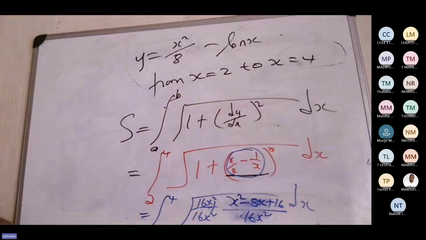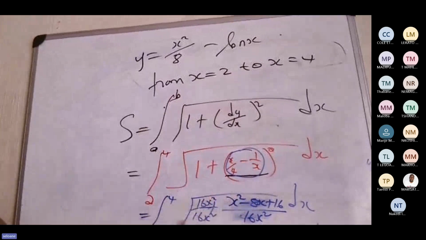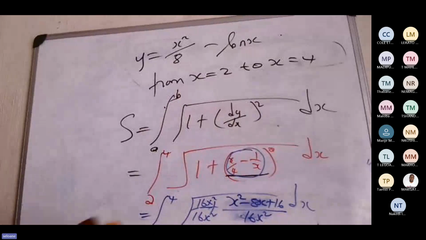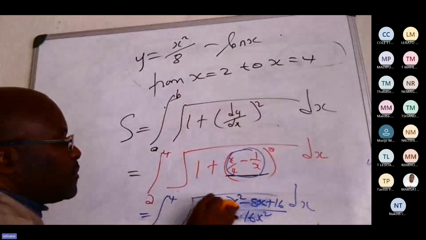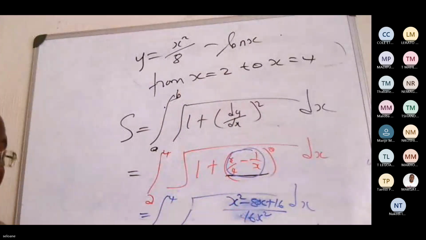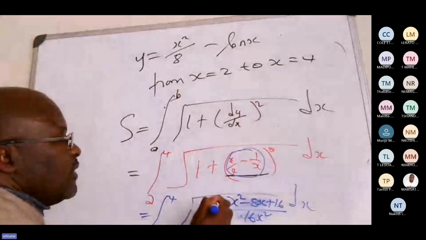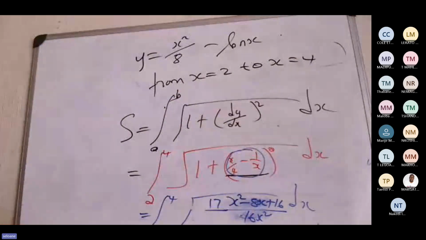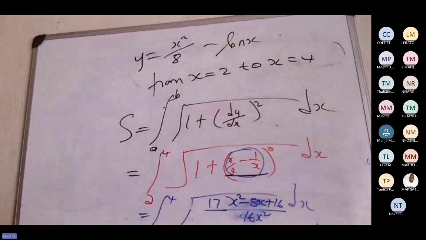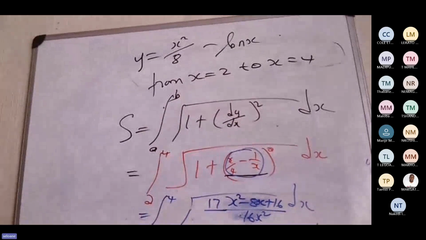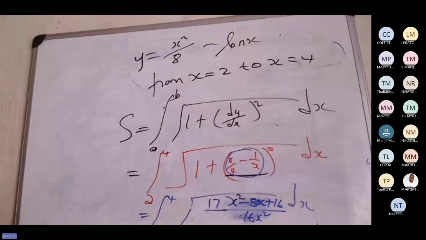17x squared. If you combine these two, 16x squared over 16x squared plus this 16x squared, and this is 17x squared. Therefore, this becomes what? It becomes 17x squared, the square root of this. Hopefully this makes sense. And then if you stop here, will you be able to integrate this?